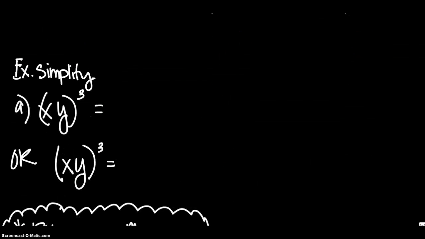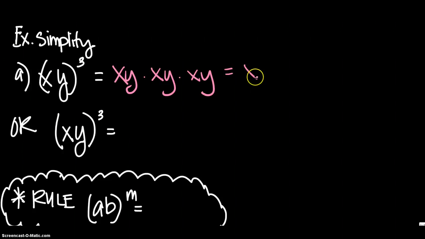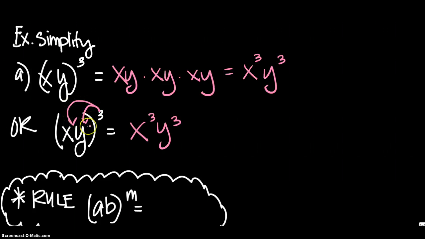Next, I think we have another one. Okay, so simplify. We have xy cubed. If we were to write this out, this would be xy times xy times xy, right? And then we can count up our x's. 1, 2, 3 x's. So I have x cubed, y cubed, 3 y's. I could make this x cubed, y cubed by simply distributing this exponent to the exponents of the other ones.